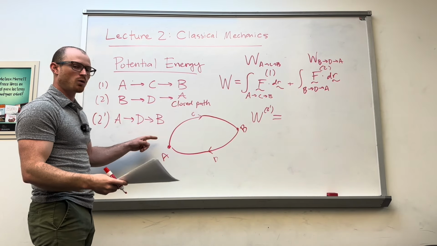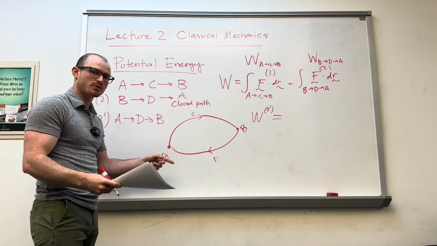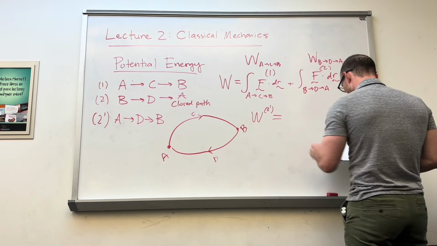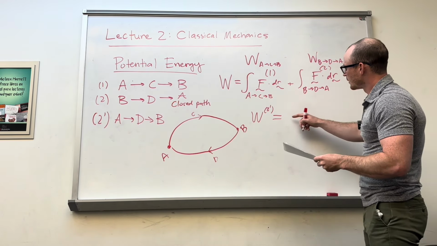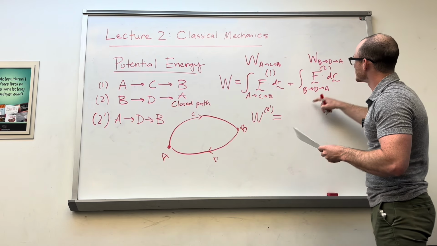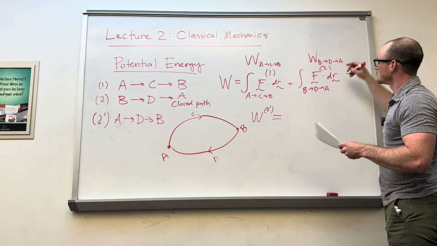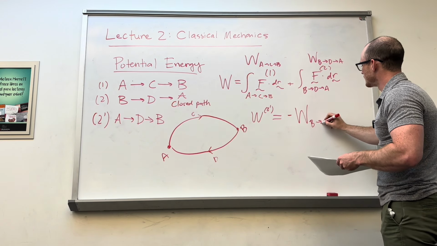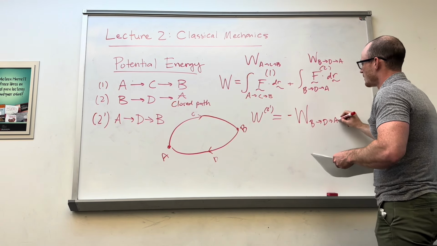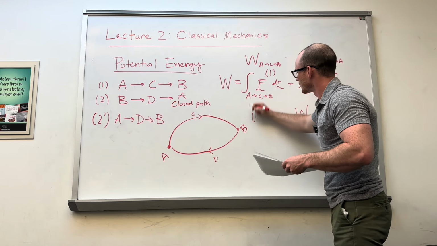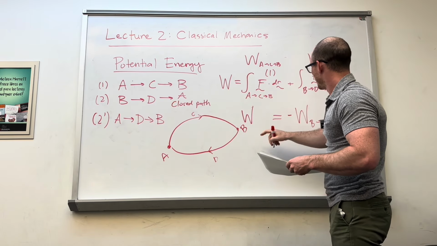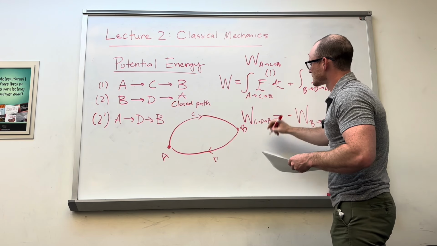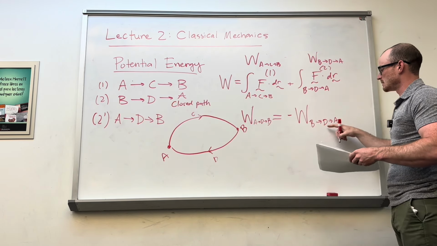Because all we've done is changed the direction of the motion, that's only going to influence the sign of our dr. So our work of 2' is just going to be the minus work of 2. So this is the minus work from B to D to A. Maybe it'd be more precise to say the work from A to D to B is just the opposite sign of the work from B to D to A.